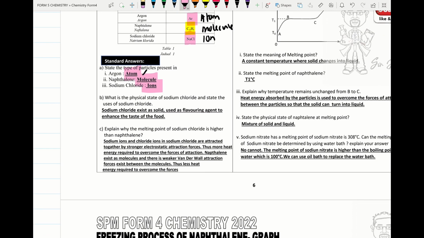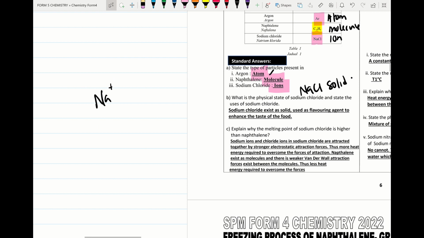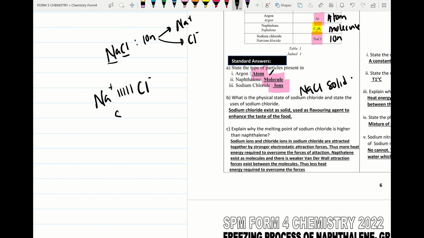Alright, state the physical state of sodium chloride at room temperature. Sodium chloride exists as solid at room temperature, and always remember, it is used as a flavoring agent to enhance the taste, also used as preservative. And therefore please remember the sodium ion. Sodium chloride is made up of metal plus non-metal, exists as ion. We have two types of ion. Cation will be sodium ion, and the anion will be chloride ion. And this sodium ion and chloride ion are attracted together by stronger electrostatic forces of attraction. Thus more heat energy is required to overcome the forces of attraction.